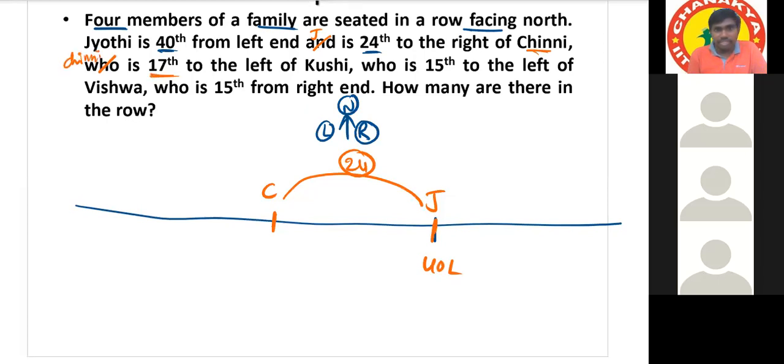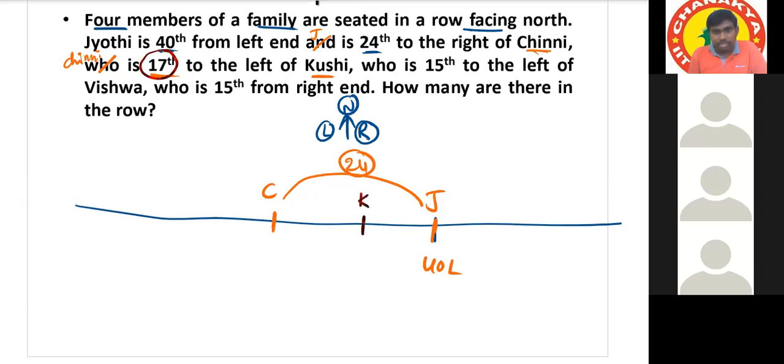Chinni is 17th to the left of Kushi. So Chinni is left of Kushi means Kushi is to the right of Chinni. Somewhere in between? Somewhere between Chinni and Jyoti, or outside of Chinni and Jyoti? In between Chinni and Jyoti, because this number is less than 24. Okay, somewhere here I'm taking this is Kushi.